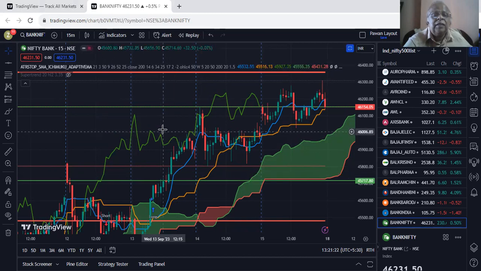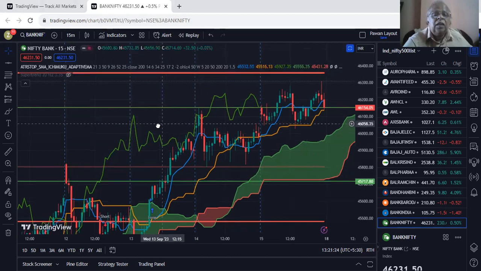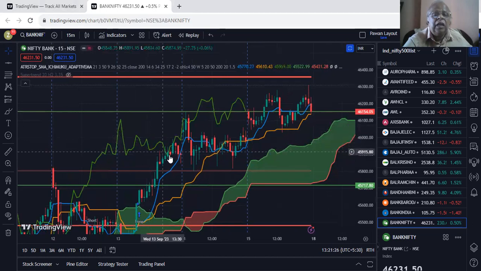Now what happens on the second day? This index again opens above the Tenkan-sen and moves upward.